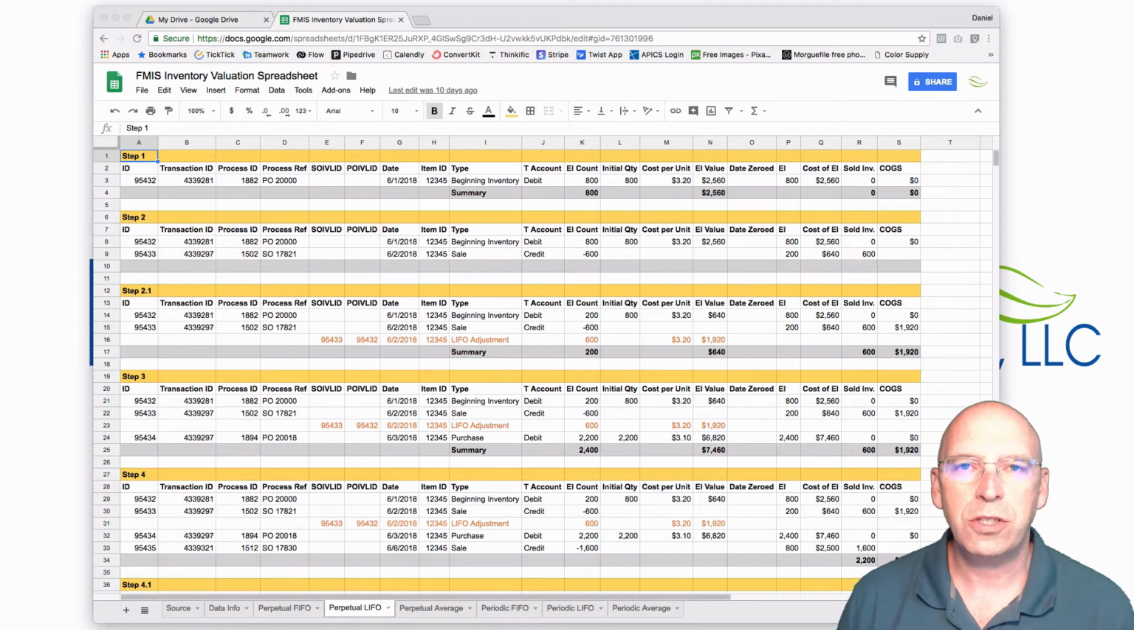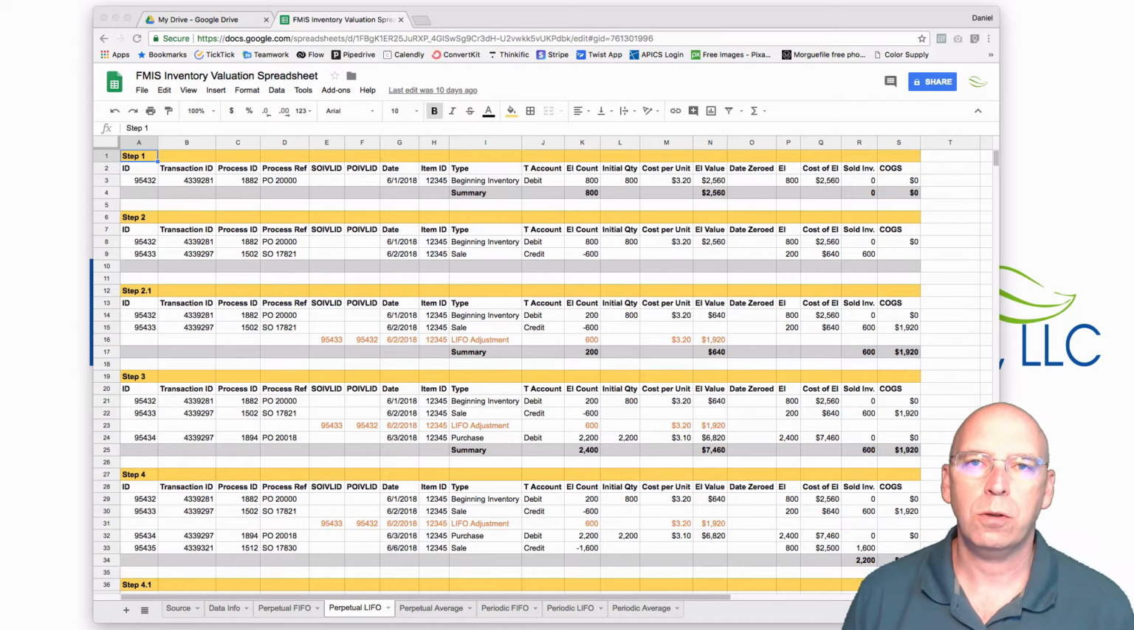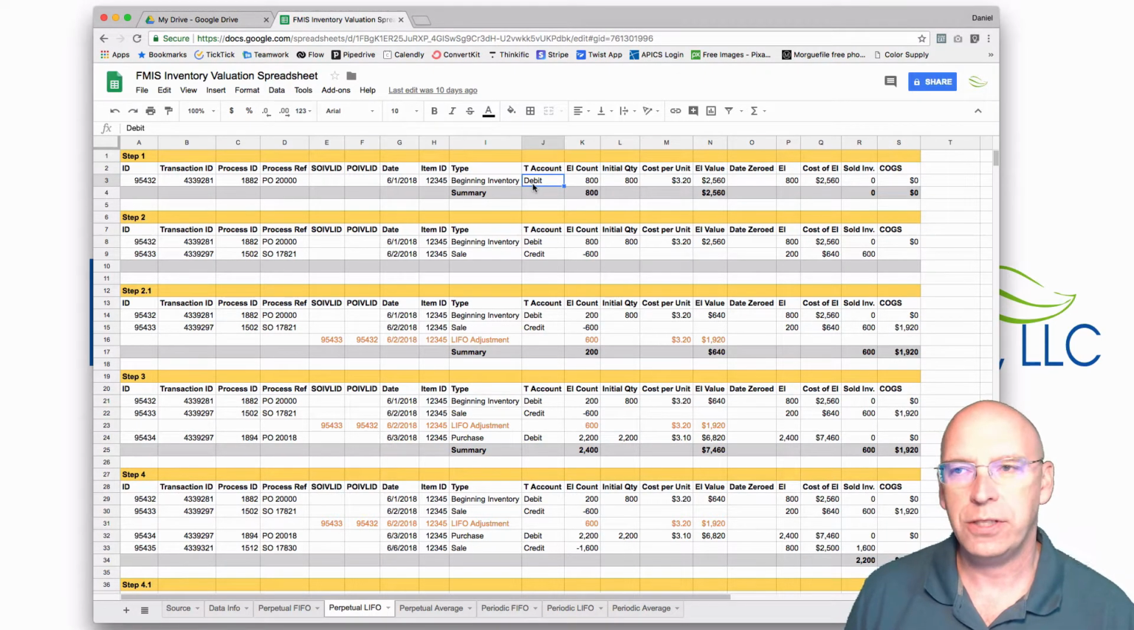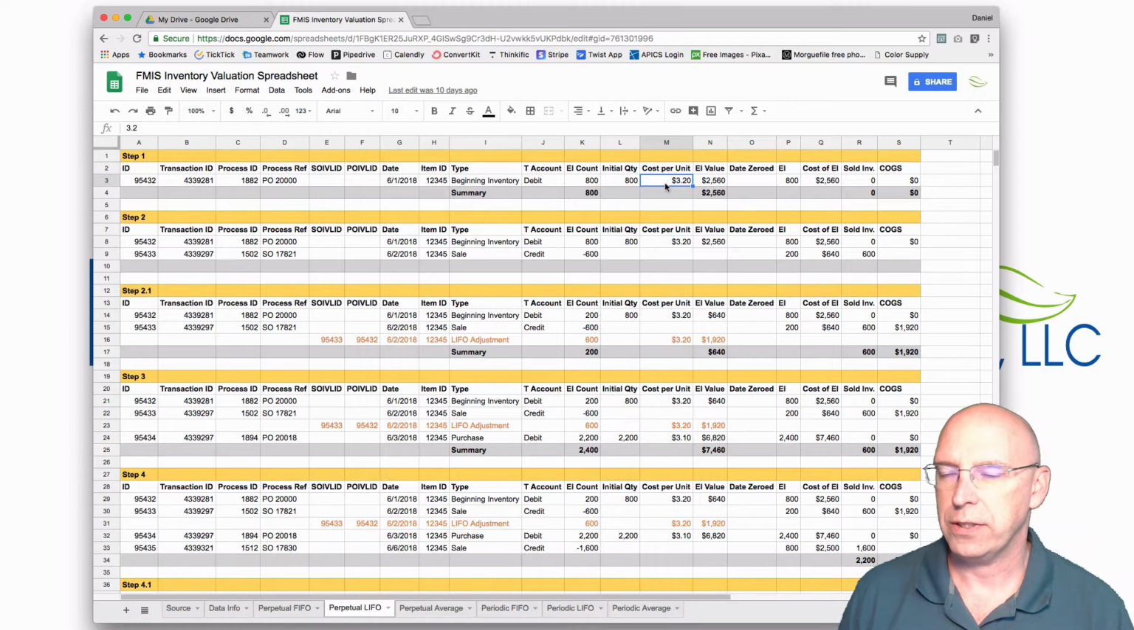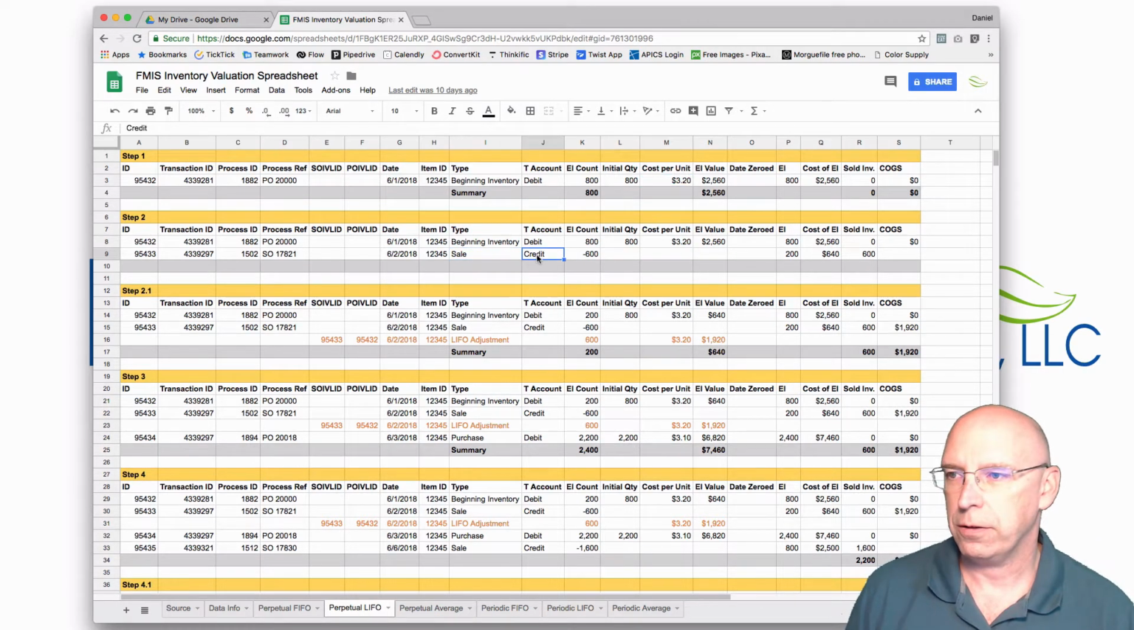This is the spreadsheet version of Perpetual LIFO, last in, first out. We start with a debit in our T account, and that's our beginning inventory of 800 units, $3.20 per unit. We have a sale, that's a credit on our T account, and we have sold 600 units. We want to make an adjustment, so we have a LIFO adjustment.